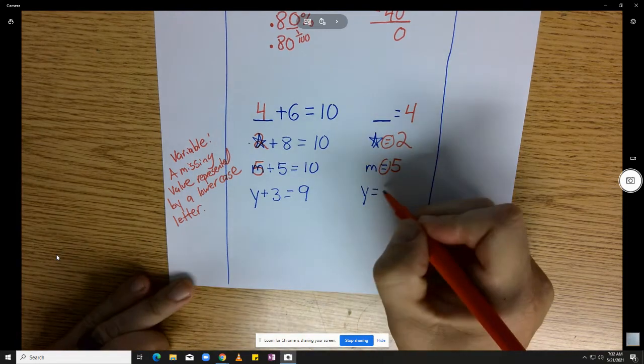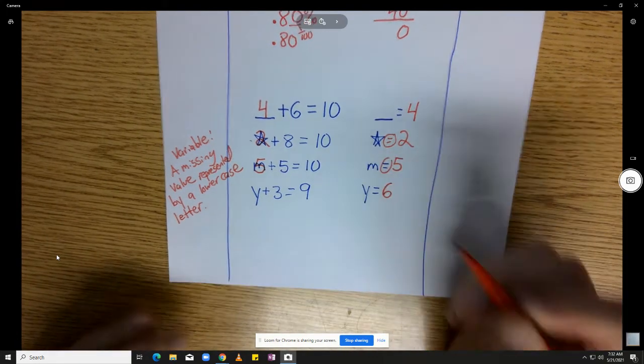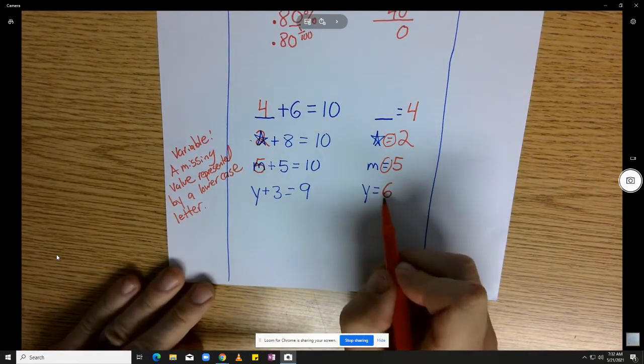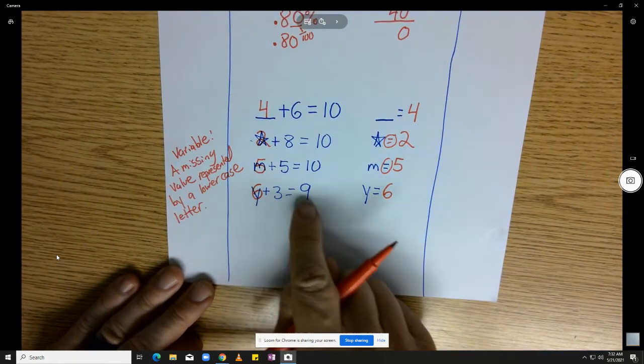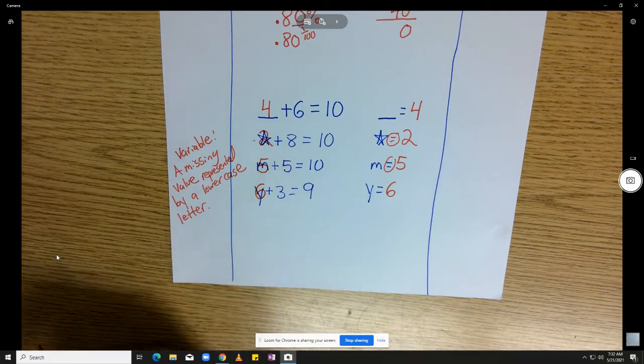Yes, Y equals 6. Wherever you see a Y, you put a 6. Let's see if that's true then. 6 plus 3 equals 9. So that is your variables.